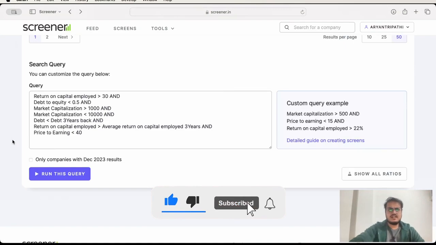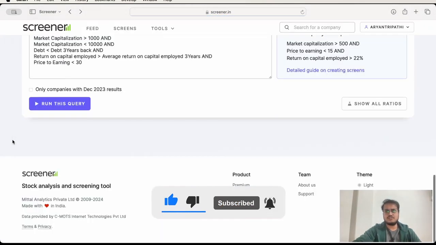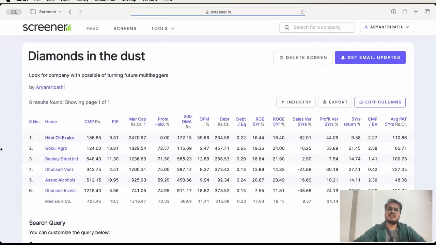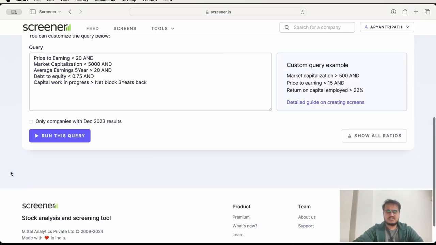So this is one screen, multiple times I have to go back. I'll click on screens. So this is one, margin expansion and debt reduction. Second is diamonds in the dust. So this is that multibagger you search, and then you wait for a long period of time and then it clicks. Out of this, I'll give you the screens first.